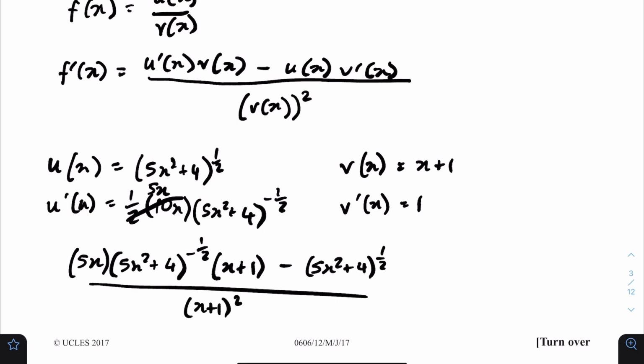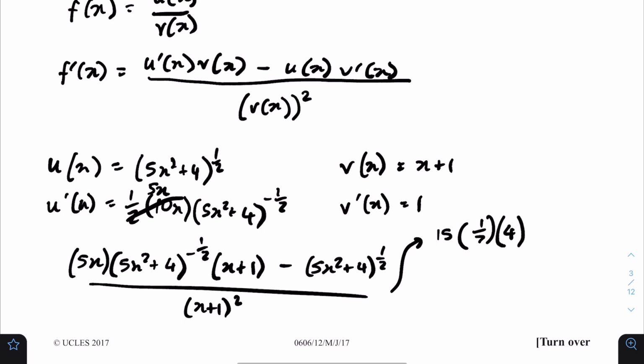And if we substitute 3 in here, we don't even need to simplify it down. We just need to substitute 3. Substituting 3, we get 5 times 3, which is 15, times 5x squared plus 4. So 5 times 3 squared is 45, plus 4 is 49, to the power of negative half is 1 over 7, times x plus 1, which is 3 plus 1, which is 4.